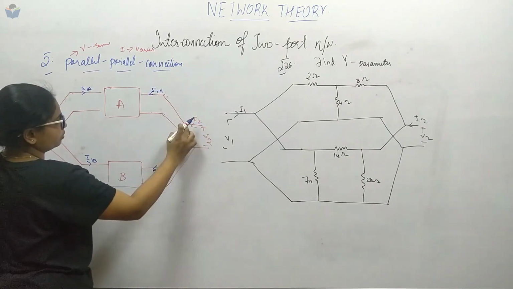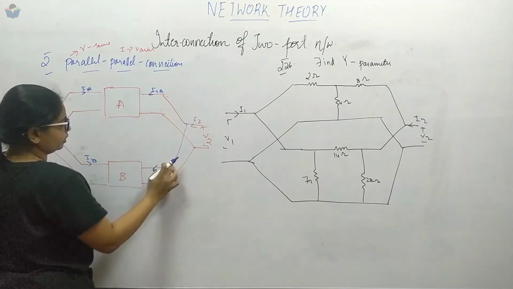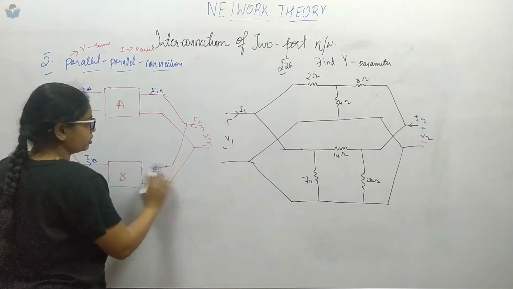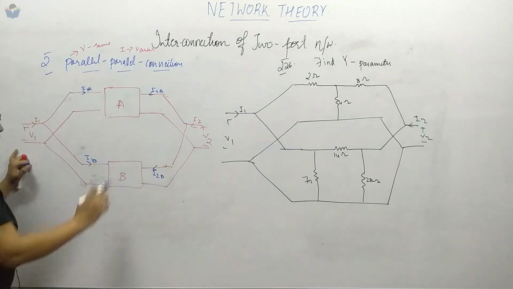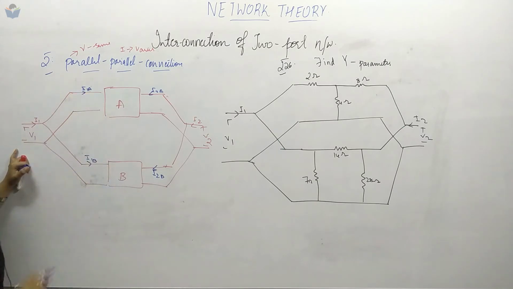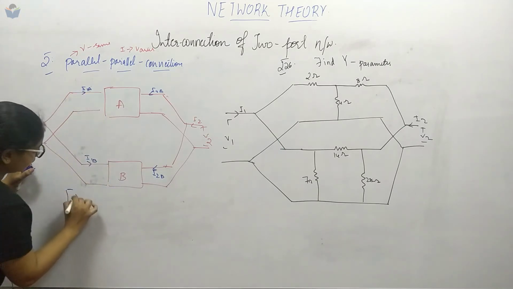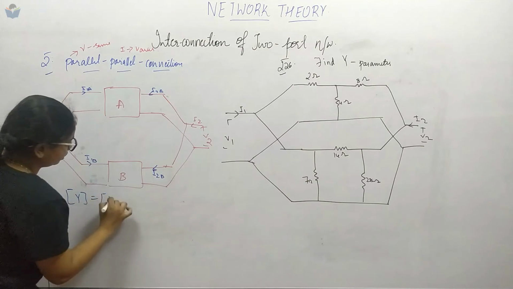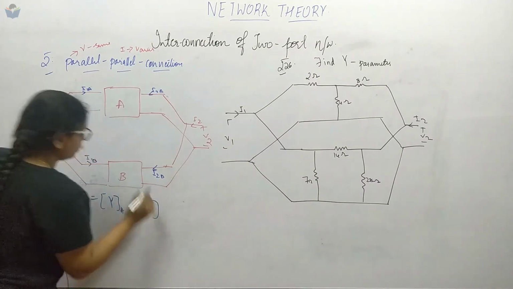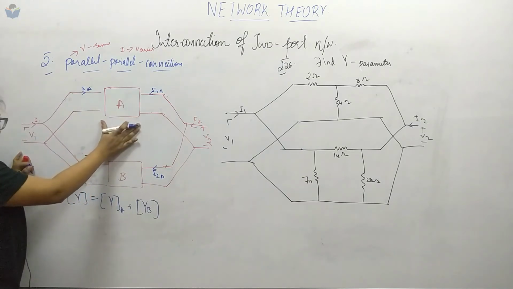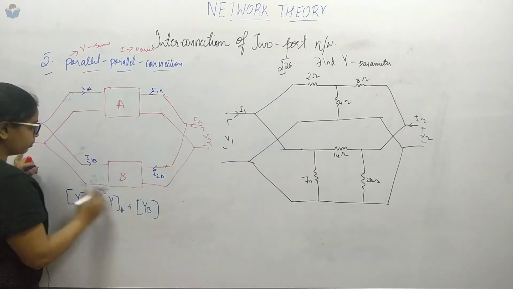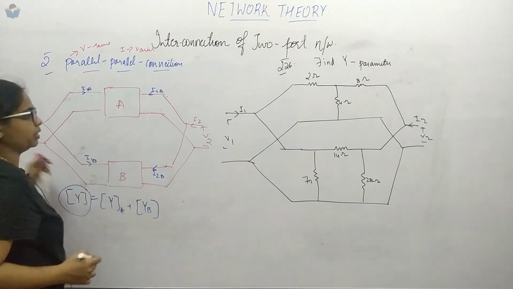See over here, this current is divided, whereas in the previous case the current was the same in both the branches. Now this V1, this V1 and this V1 will be the same. So for the admittance, if we have to calculate, it is YA plus YB. Individually we have to solve the admittance parameter of two-port network A and two-port network B, then add them to get this admittance parameter.